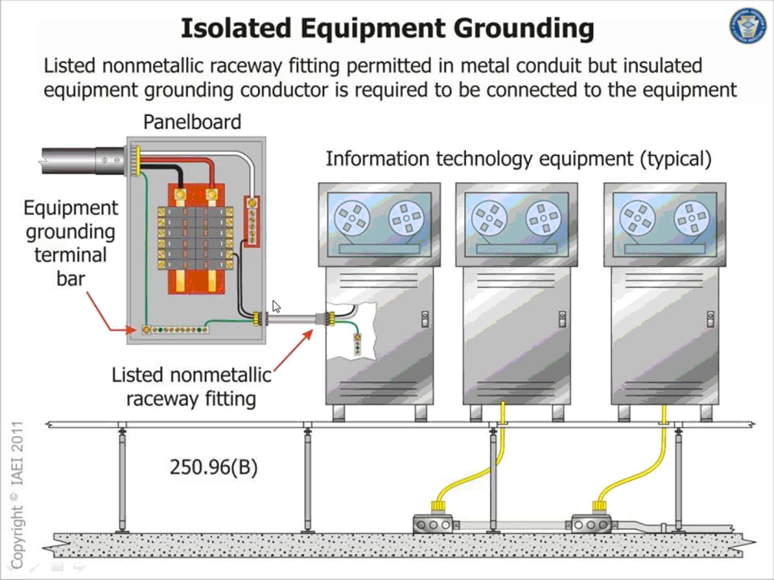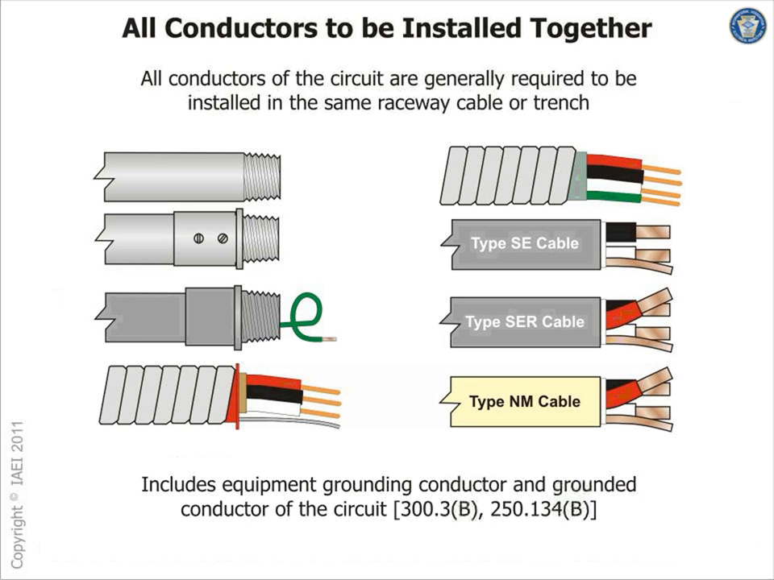This is isolated ground system. You guys use them for data center. So you have an isolated ground bar here, and you bring from all these servers, and so forth. You bring them all the way to the isolated bar, and the code allows you to take them all the way down to the panel for interference and so forth.